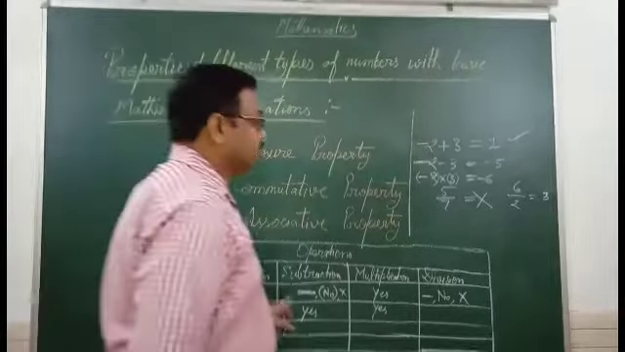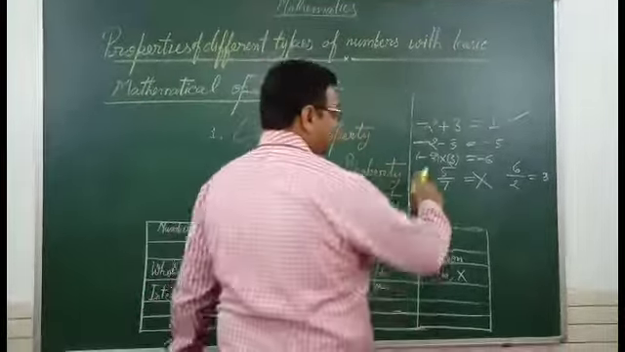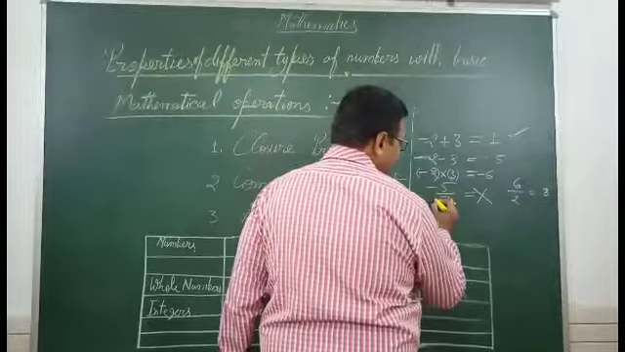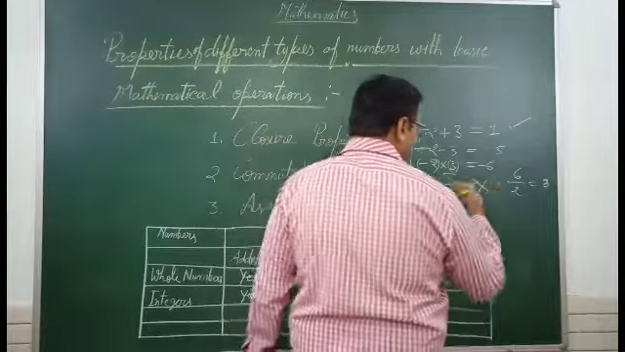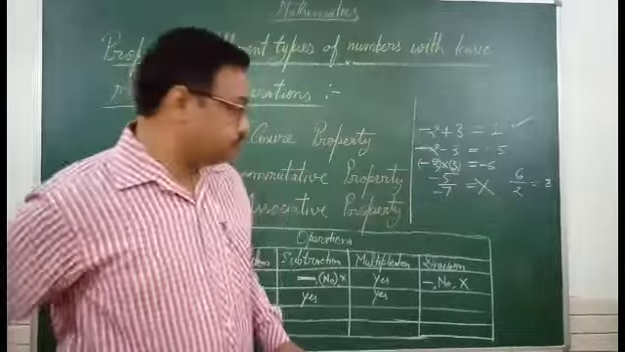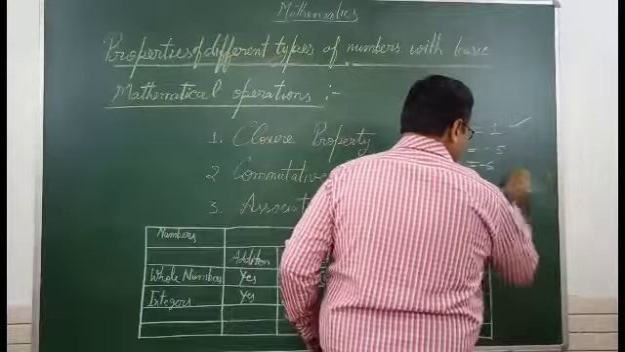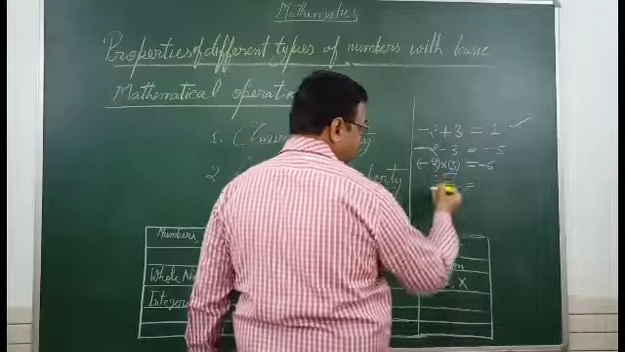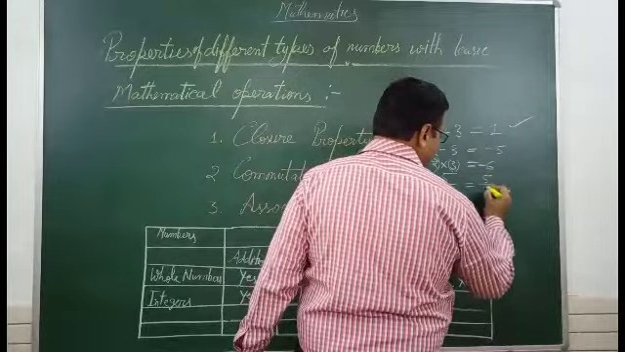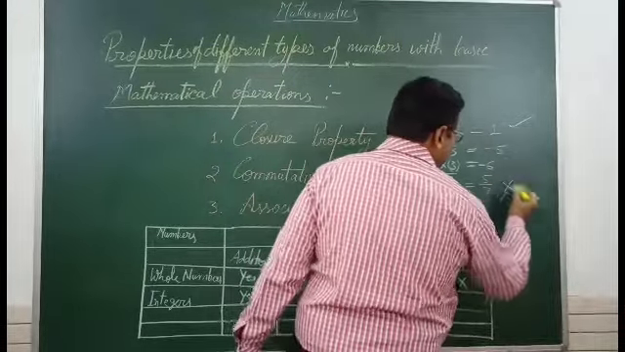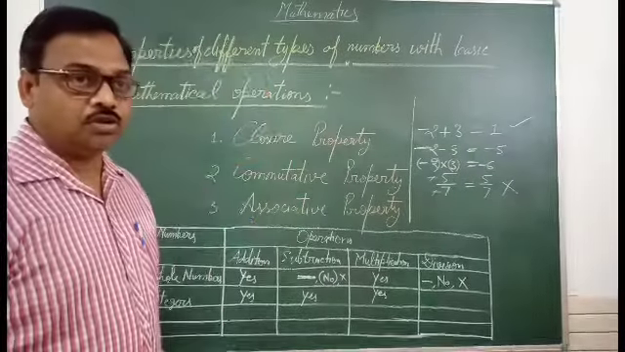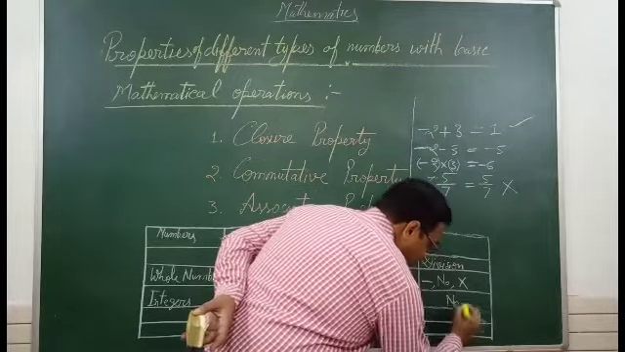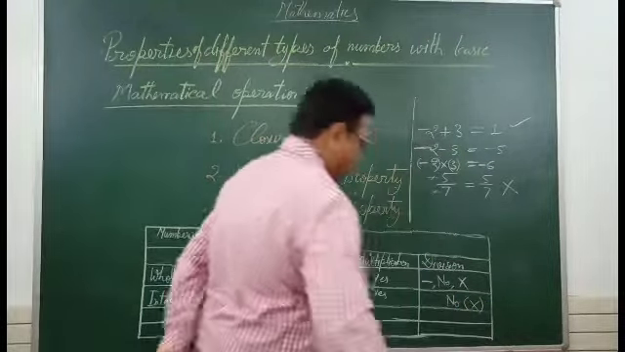But now in division, when you put one integer as minus 5 and another as minus 7, what will happen in that case? You can remove the minus signs and the answer will become 5 upon 7, which is not an integer. So here you will put no, or you can place a cross.